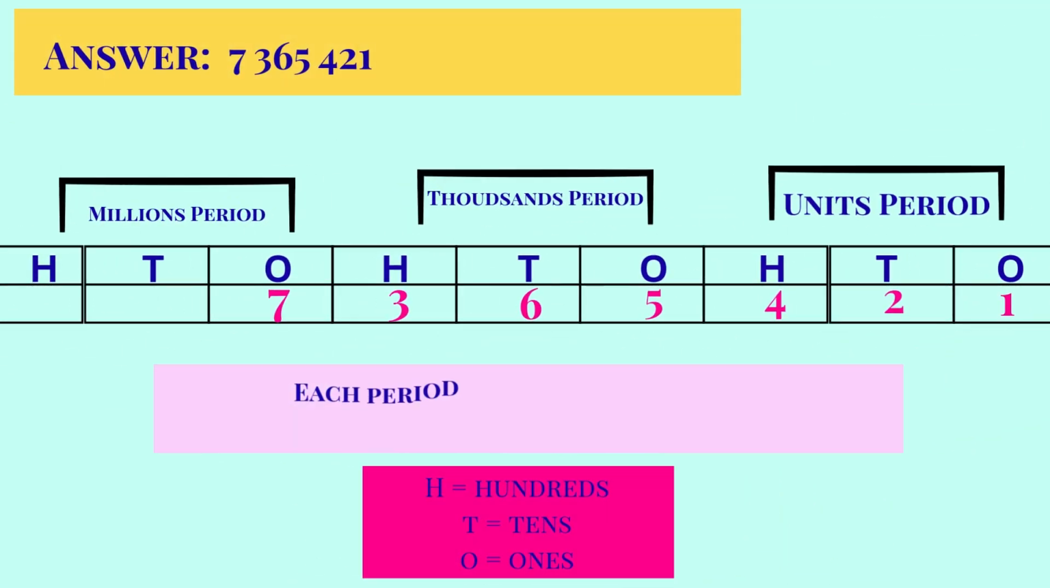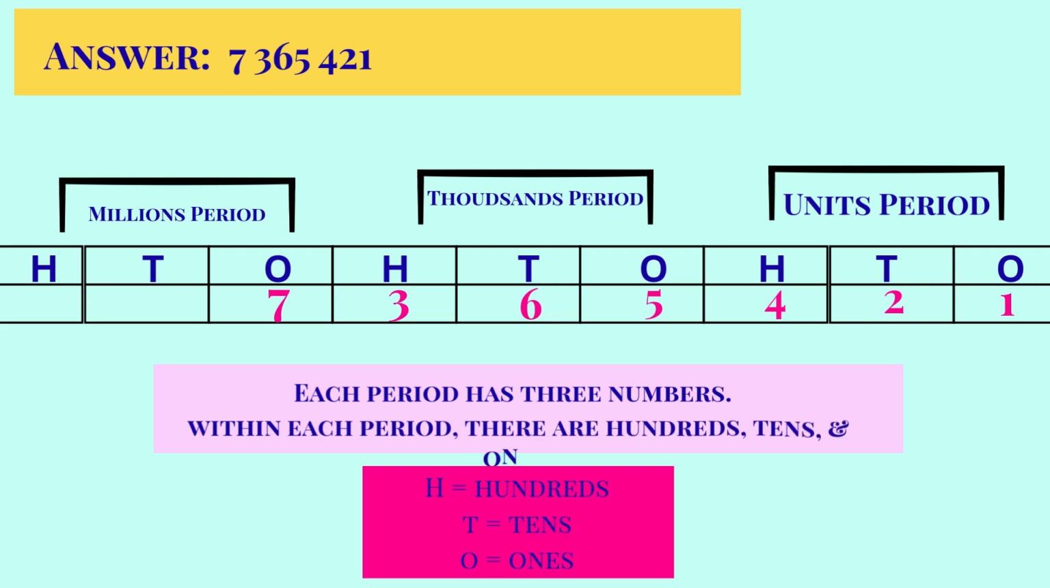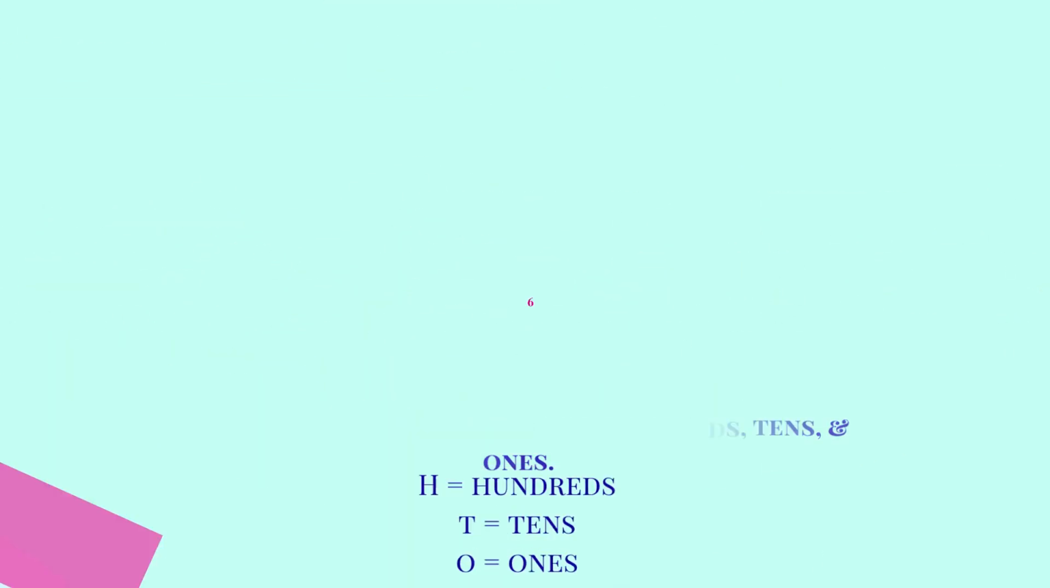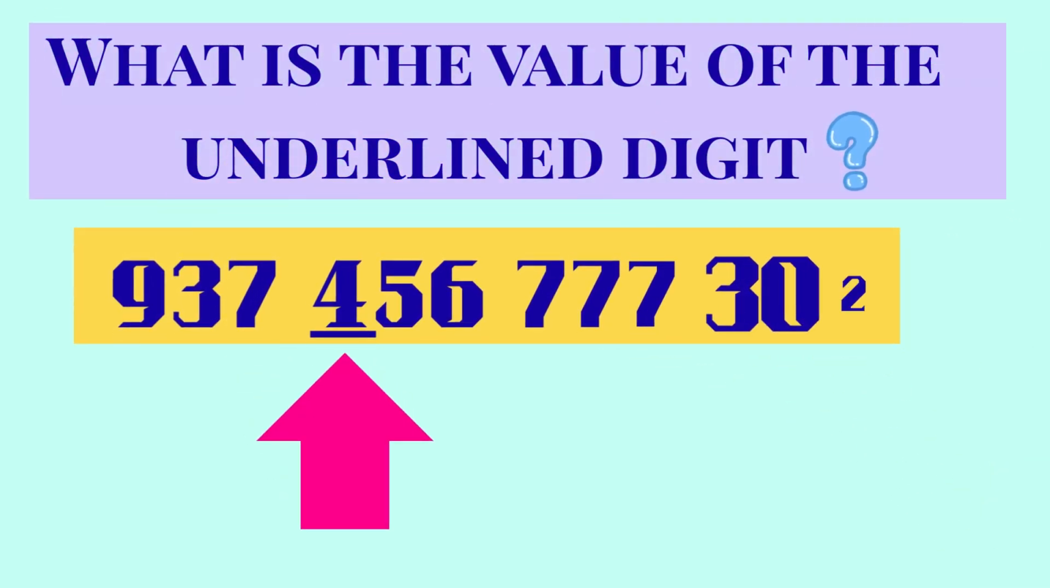All right, your answer: in the millions period, under the 1 millions column, we would have the number 7. In the 100,000s, we have the number 3. We have 6 10,000s. And in the thousands period, we have 5. For the units period, under hundreds, we have 4, we have 2 tens, and in the units period, we have 1 one. All right, here is your next question.